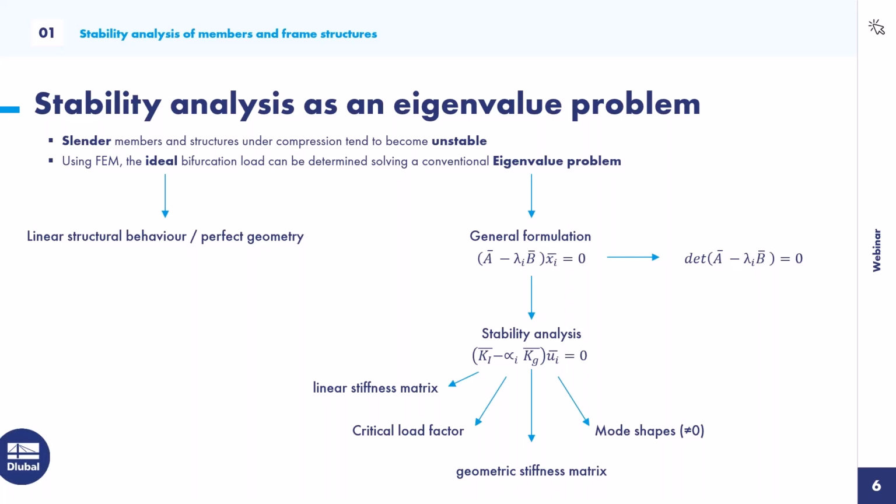In our specific case, in the stability analysis, our two symmetric matrices are represented by the linear stiffness matrix and the geometric stiffness matrix. The geometric stiffness matrix is dependent on the loading conditions. That's also why, before we can solve a stability analysis, we need to perform a structural analysis to determine the internal forces in the system and the entries in the geometric stiffness matrix. The eigenvalues are named critical load factors or bifurcation load factors in the context of the stability analysis, and our eigenvectors are the mode shapes, which are somehow scaled deformations of our model.